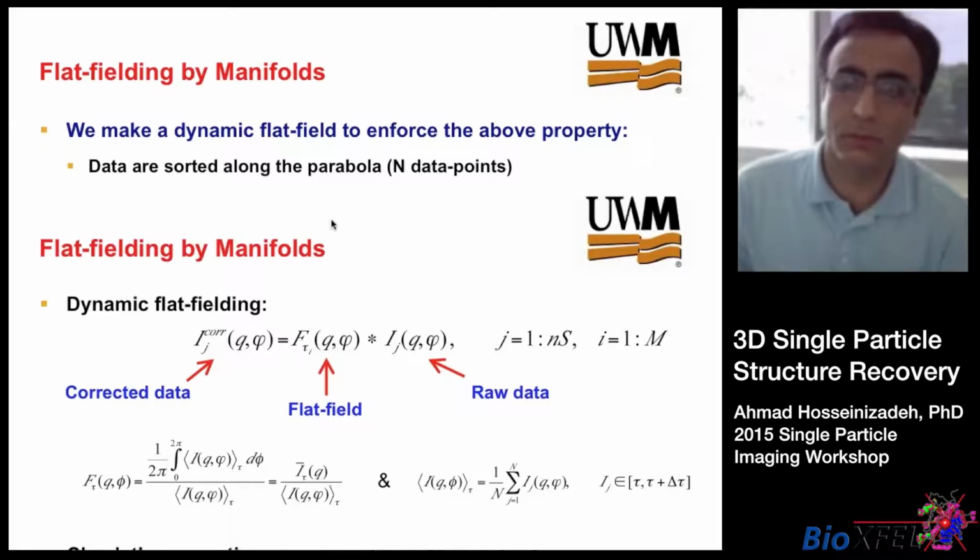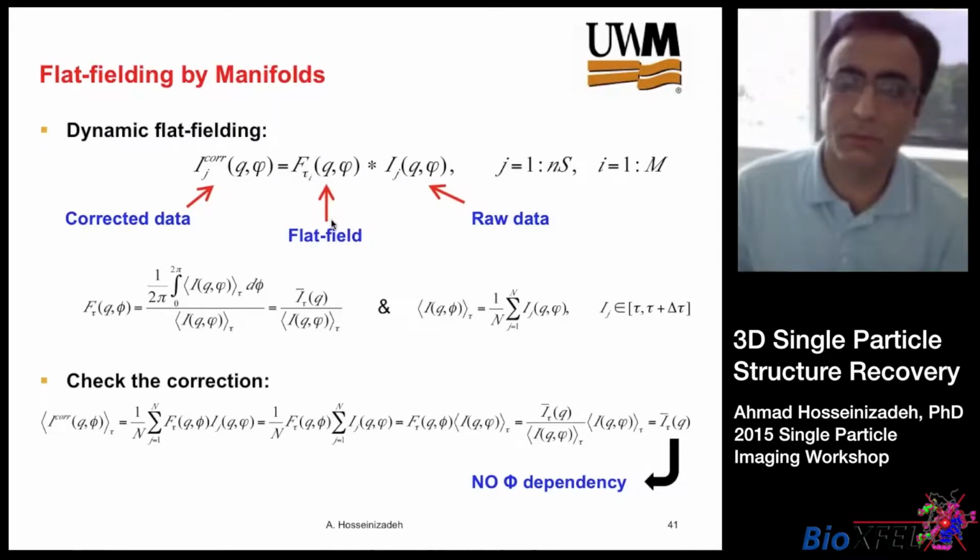So this is the idea, which comes from the principle I talked about. This is the raw data, the original data, and they have ns diffraction patterns. We divide the data of the problem into n intervals, and then for each interval we find a flat field, and that flat field is multiplied by the data, and then we have corrected data in that interval. So the idea of flat fielding comes from here. The normalization factor is generated as you see here.